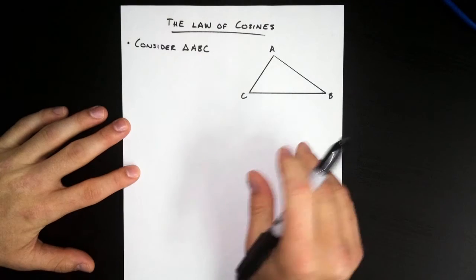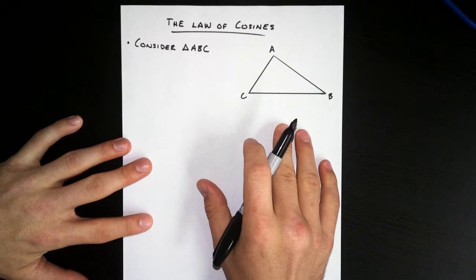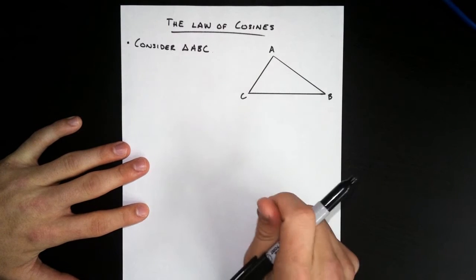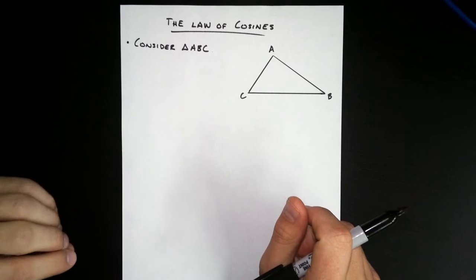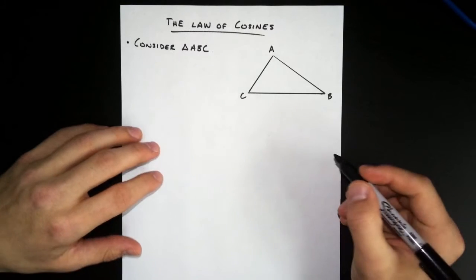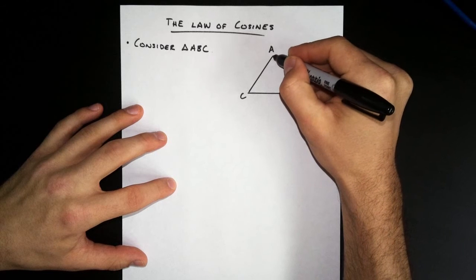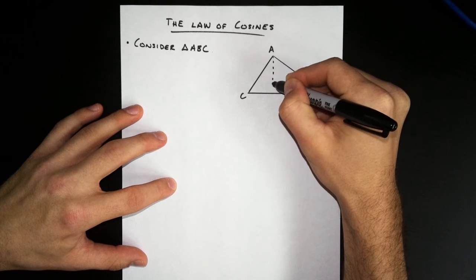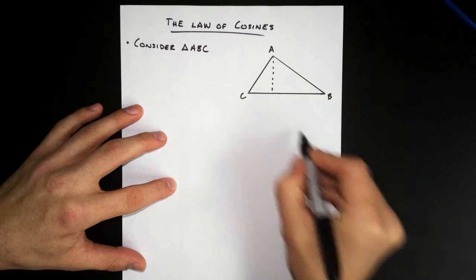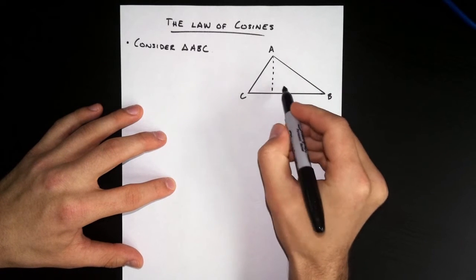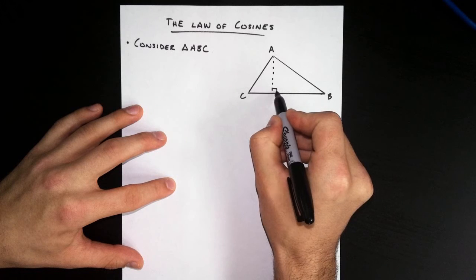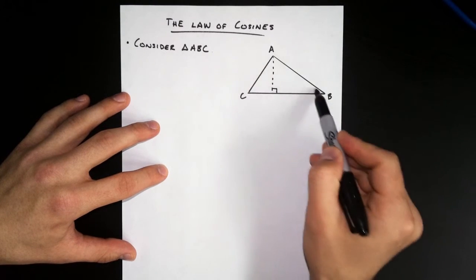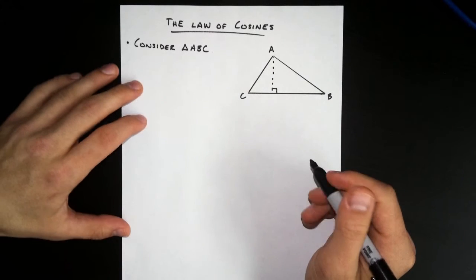So we're going to start off again by thinking about just an arbitrary triangle, ABC. Maybe it's a right triangle, maybe it's not. But to ensure that we have right triangles to work with, we are going to draw in the altitude from A across to side BC. So drawing that in, that gives us a right angle, and now we have two right triangles to work with, one on either side.